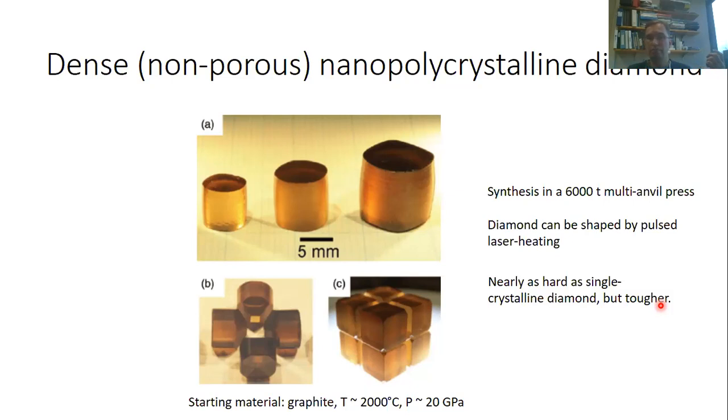Okay, so if you drop a diamond on a hard surface, the diamond can actually break fairly easily into many pieces because it's relatively brittle. Okay, so this nanopolycrystalline diamond is actually tougher because, due to the polycrystalline nature, a crack cannot so easily propagate through the entire monolithic piece, but is more easily stopped at the grain boundaries. Okay.